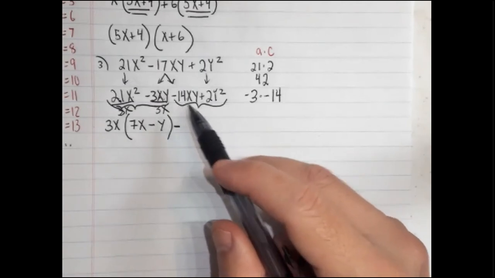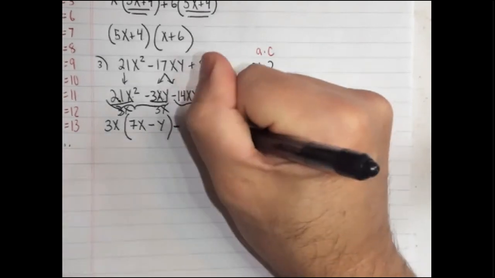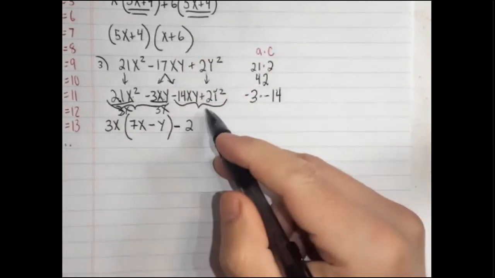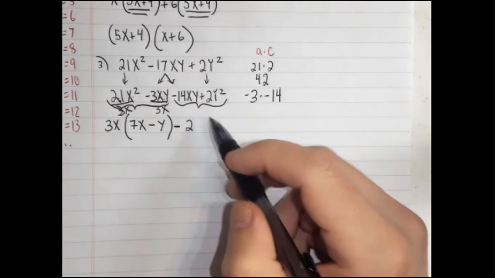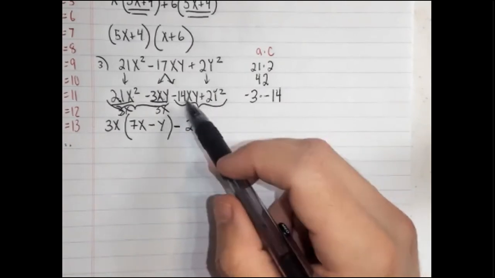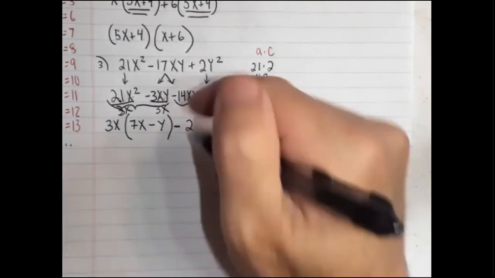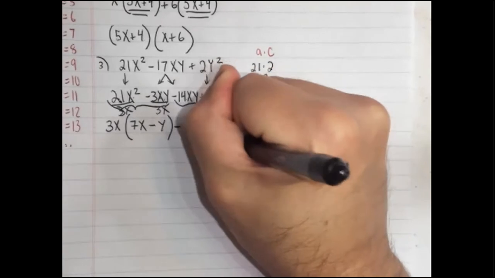What's the greatest common factor of 14 and 2? That would be 2, the biggest number that goes into both. And then I'm looking at the variables. Which variable can I factor out? I can factor out a y. They both have a y in common, so I'm going to factor out a y.